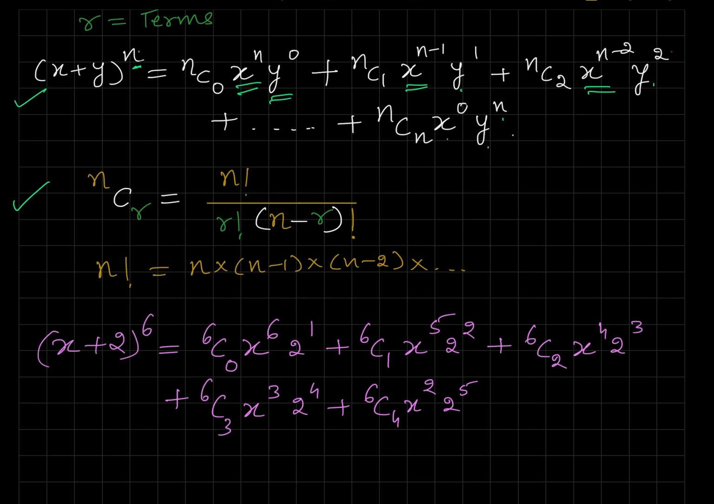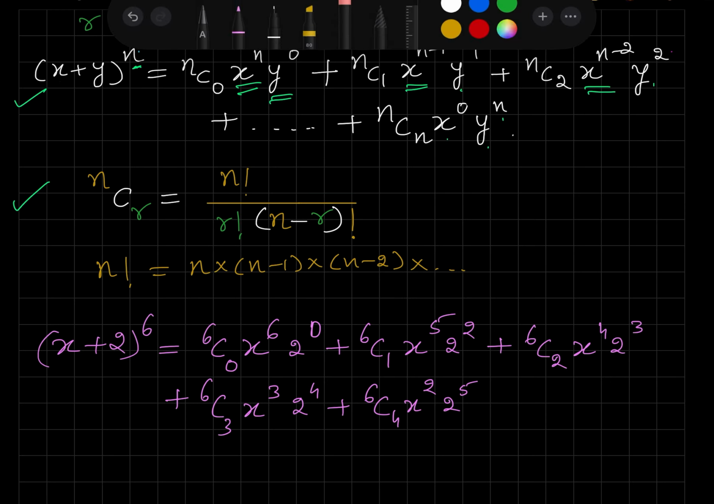x^6, x^5, x^4, x^3, x^2, right? And 2 raised to, wait, we have to start from 0. 2 raised to 0. See, this is how we caught it.